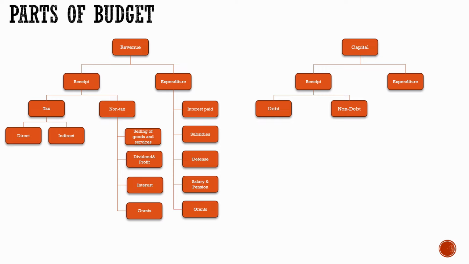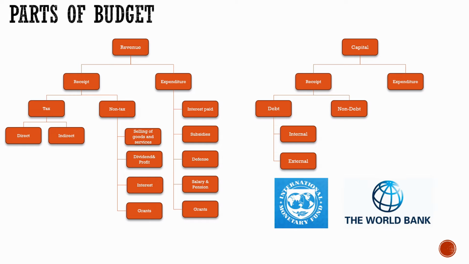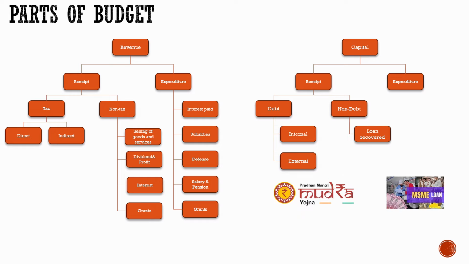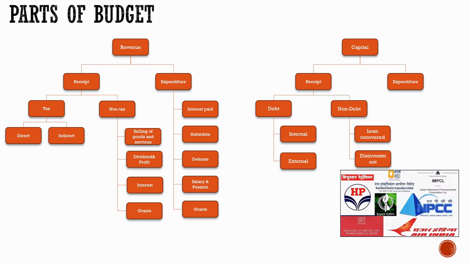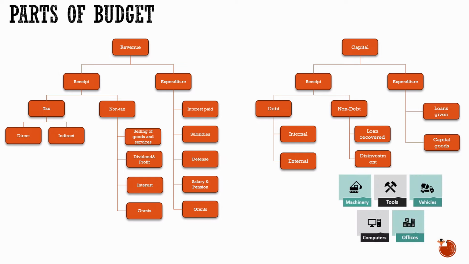Now let's look at the capital part of the budget. It is divided into two parts, receipt and expenditure. Receipt is further divided into two parts, debt and non-debt. Under debt, we have internal and external debts. Under non-debt, we have loan recovered and disinvestment. Under expenditures, we have two parts. One is loan given and other one is capital goods.